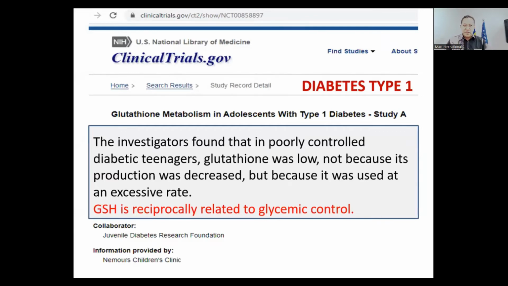The body tries to protect the organs from damage due to the hyperglycemia and the resultant high oxidative stress. A lot of glutathione is consumed. And it was found that glutathione is reciprocally related to glycemic control, meaning poor glycemic control means low glutathione. High glucose, low glutathione. Normal glucose, normal glutathione. Low glucose is high glutathione because of less consumption.